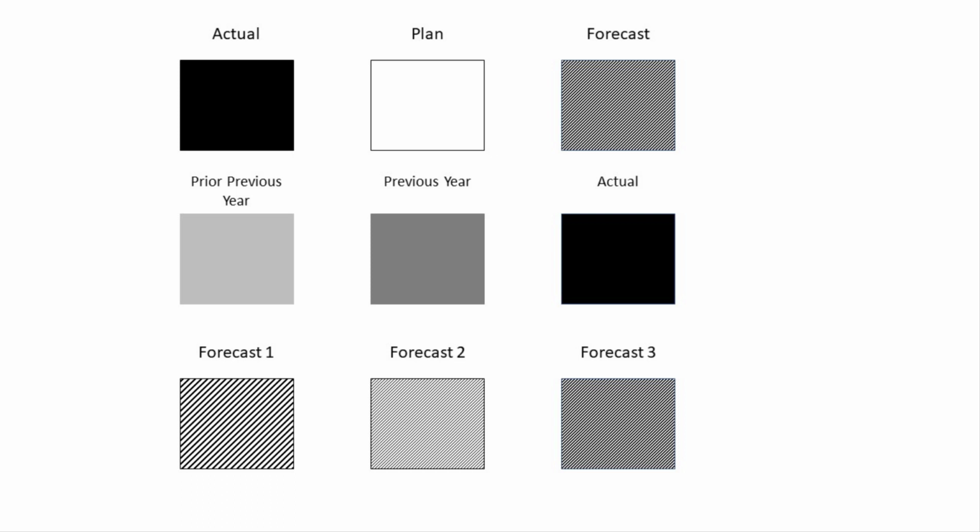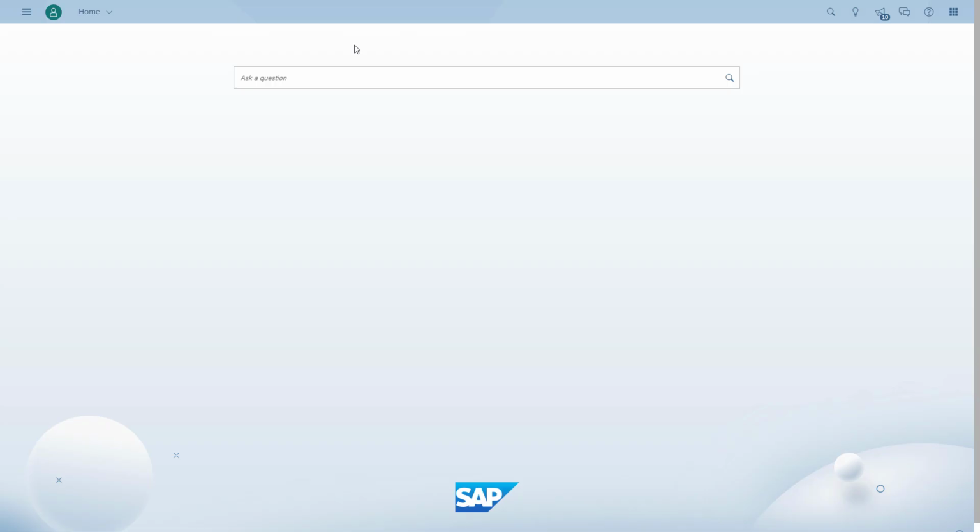If we're talking about forecast, as you see at the bottom line item here, you can see the hedged gets more dense going from version 1 to 2 to 3. So the more accurate your forecast becomes, the more dense the hedged pattern should be. So how can we do this in SAP Analytics Cloud?